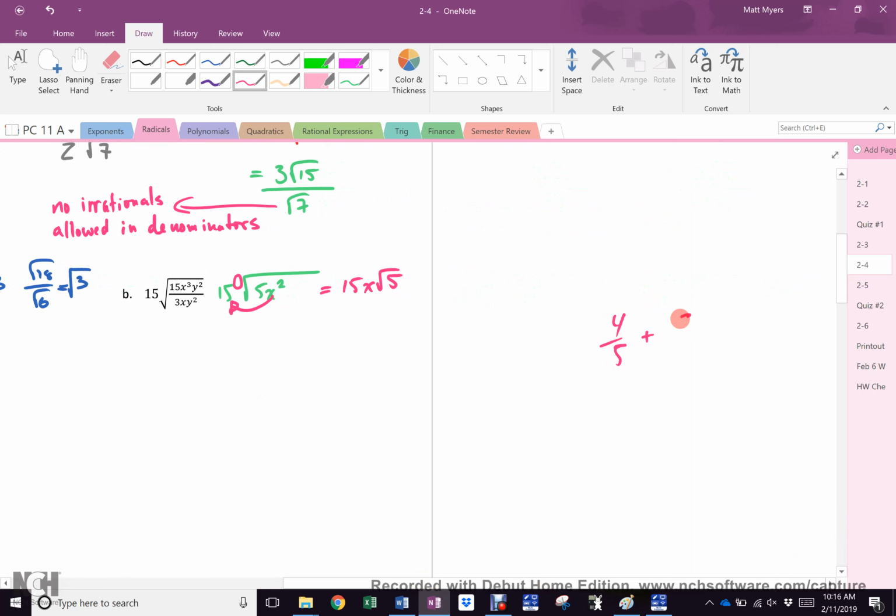4/5 plus 3/7. I have to do 28 plus 15 35ths, right? 28 35ths is 4/5. Because I multiplied that by 7 and I multiplied that by 7. Is this value the same? Yes. Does it look the same? No. So let's come over here.